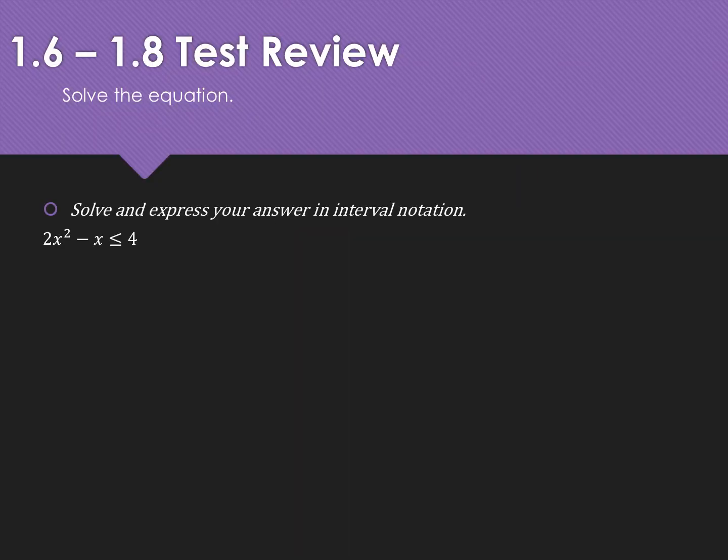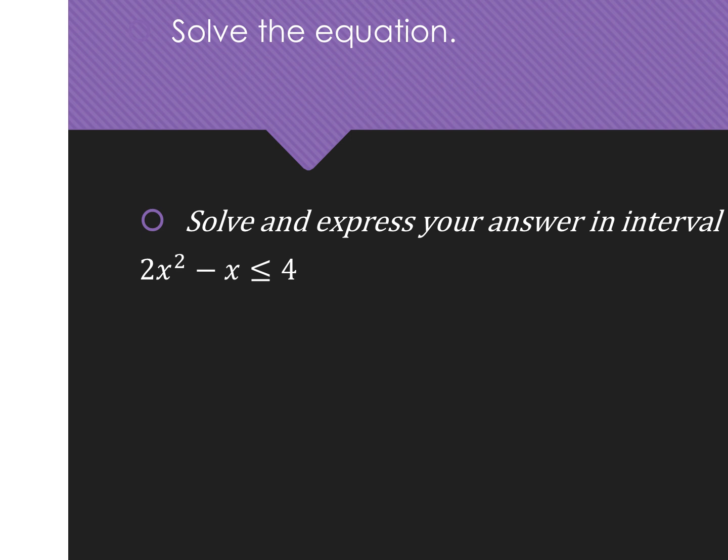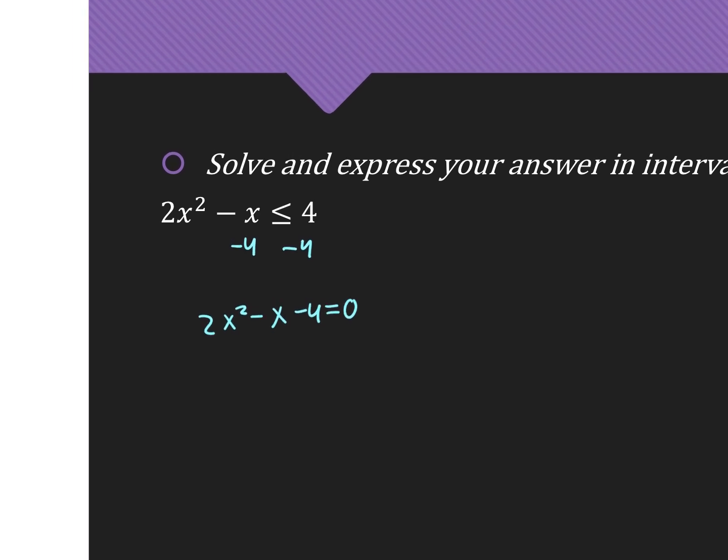All right, so now we get to our inequalities. Writing our answers in interval notation, we do based on whatever we get as a graph. So first I would solve this inequality as if it was an equal sign. So I'm going to do a minus 4 on both sides, and then I get 2x squared minus x minus 4 equals 0. And then this doesn't factor, but we can do the quadratic formula.